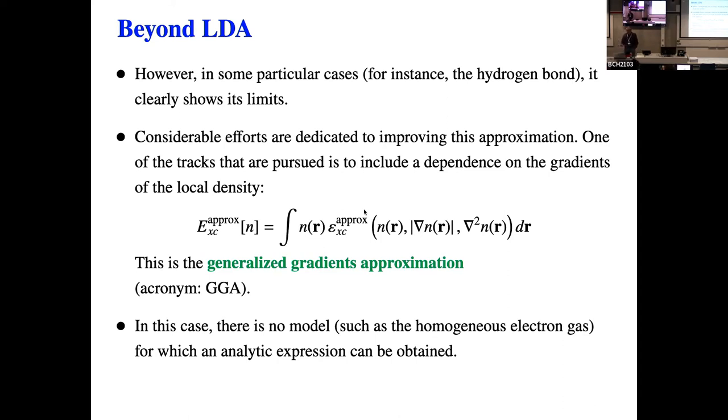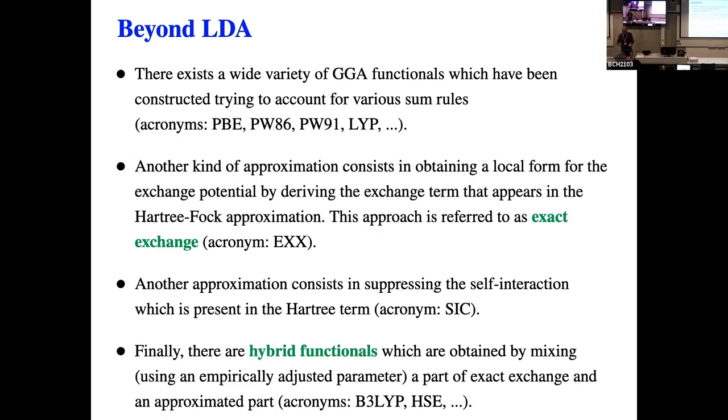In this case, there is no model, such as the homogeneous electron gas for which there is an analytic expression, but still people have come up with analytic expressions that do not correspond to any model, but they try to obtain models that satisfy a number of rules about the system. And there exists a wide variety of GGA. So you probably all know PBE, for Perdew-Burke-Ernzerhof, but before that in the 80s, there were Perdew 86, and Perdew 91. And basically every year, let's say, there were a few functionals coming out. Then there is another kind of functionals that appeared, I would say, in the last 15 or 20 years or so.